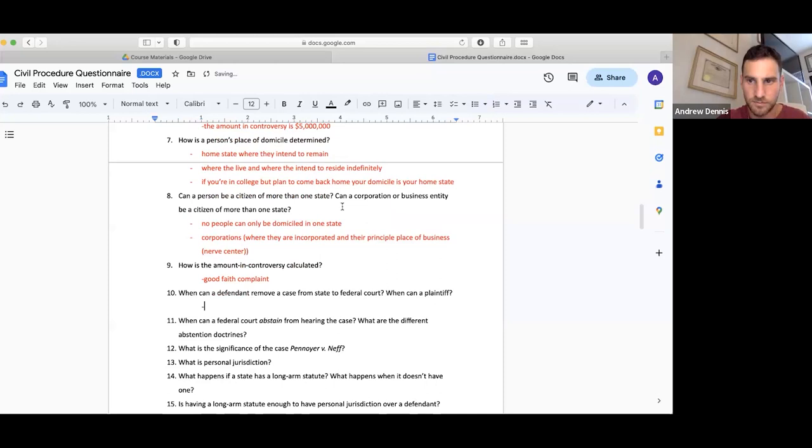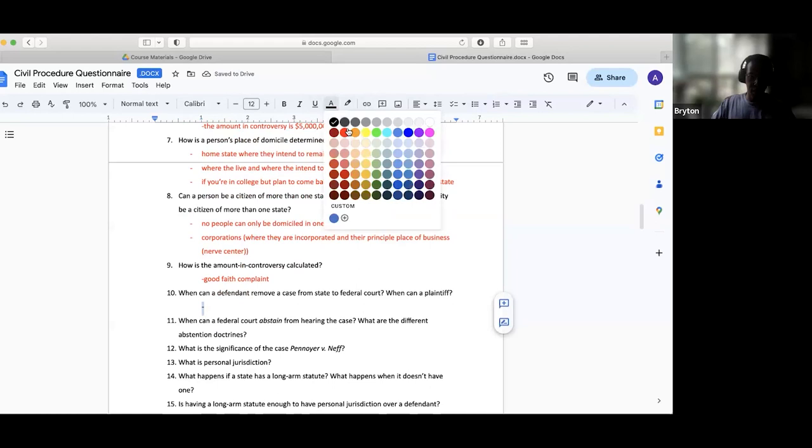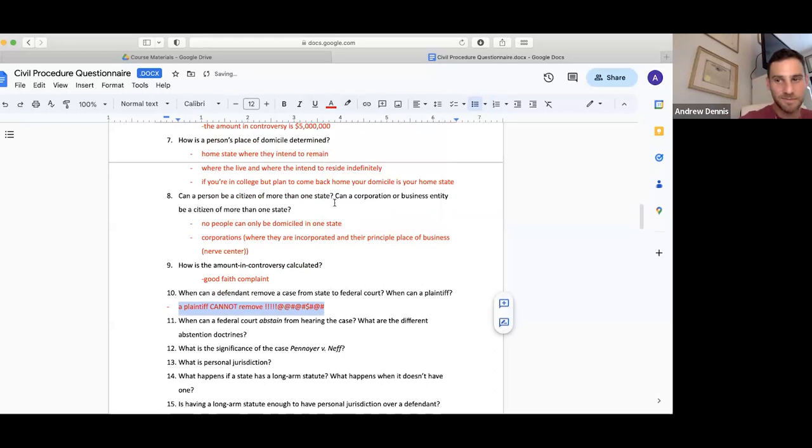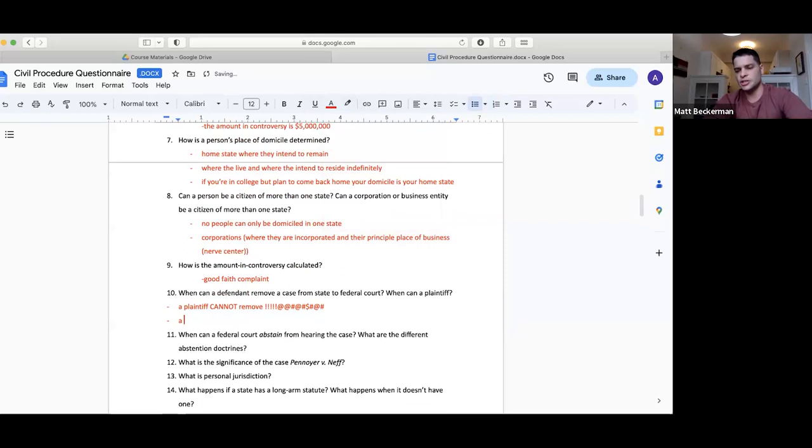I think a plaintiff can never. If the plaintiff wants to bring the case in federal court, they should do that in the complaint. Removal is only for defendants. Right, a plaintiff cannot remove. I can't tell you how many times people get that question wrong because they just slip it in there. If the plaintiff changes their mind and wonders why they did this in state court, they can dismiss their own case. They can stop, and then they can file a complaint again, but they can't remove.